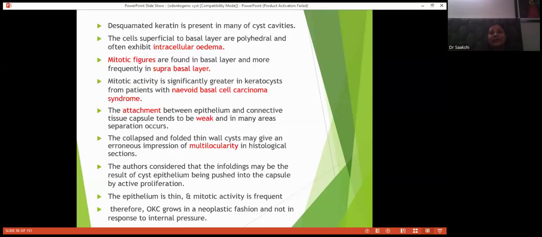Desquamated keratin is present in many cyst cavities. The cells superficial to the basal layer are polyhedral and they often exhibit intracellular edema. Now, sometimes mitotic figures are found in the basal layer and they are more frequent in the suprabasal layer. Then the attachment between the epithelium and connective tissue capsule tends to be weak, and in many cases separation occurs. The epithelium is thin and mitotic activity is present. Therefore, OKC grows in a neoplastic fashion, not in response to inflammation.